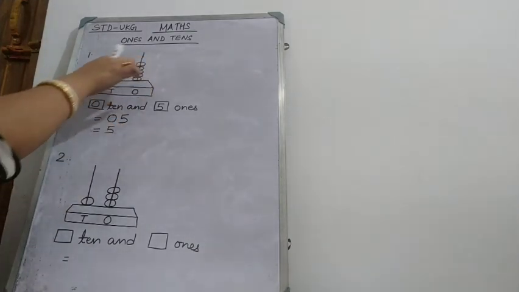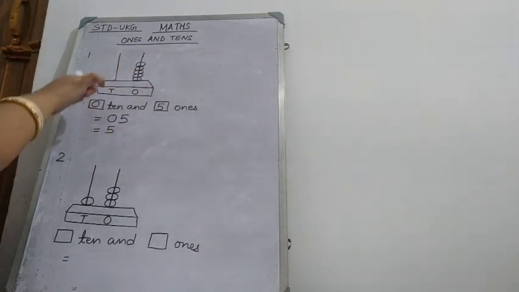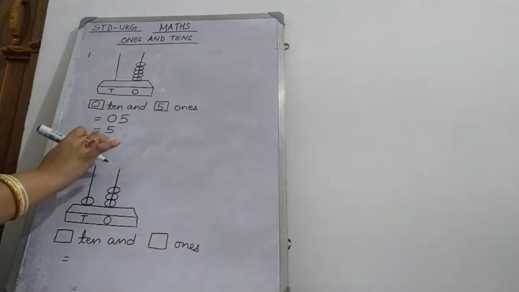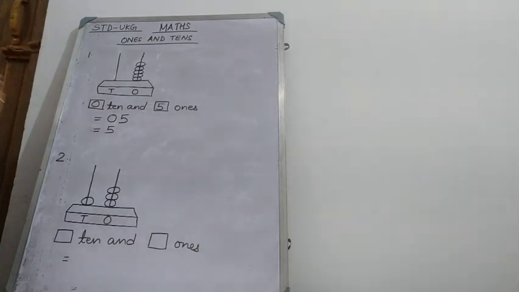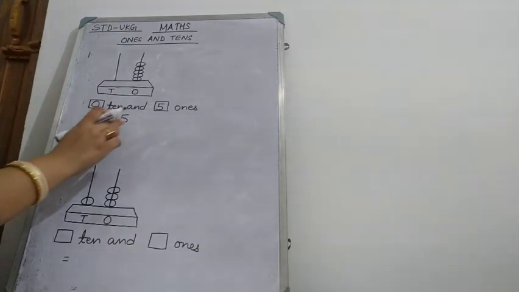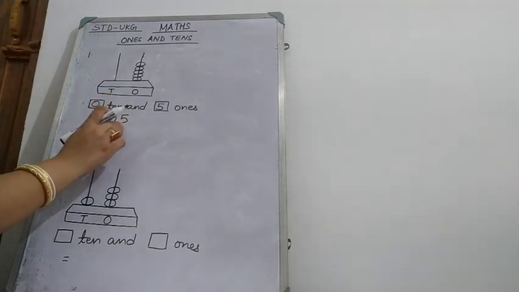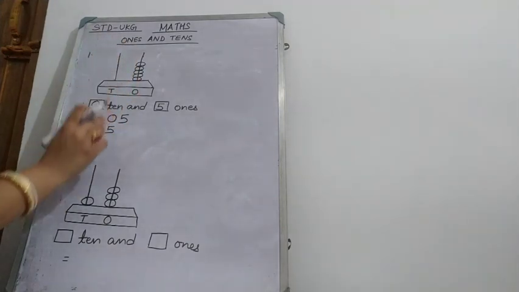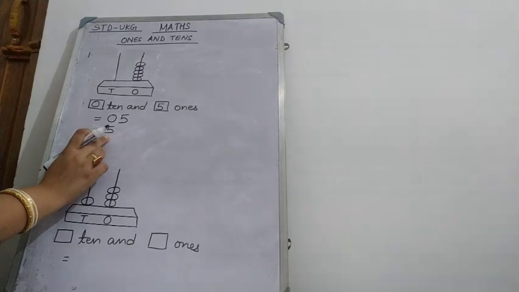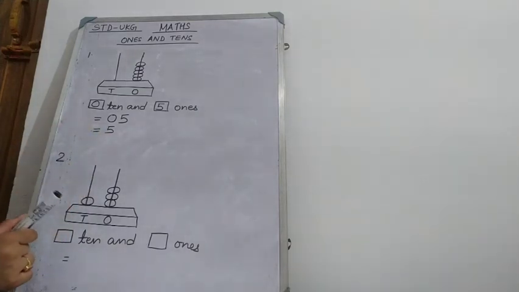Okay, so from the abacus we have got the digit 5, because 0 has no value when it is written at the first. So we will write only the digit 5. So from the abacus we got the number 5. Okay, now see the second example.